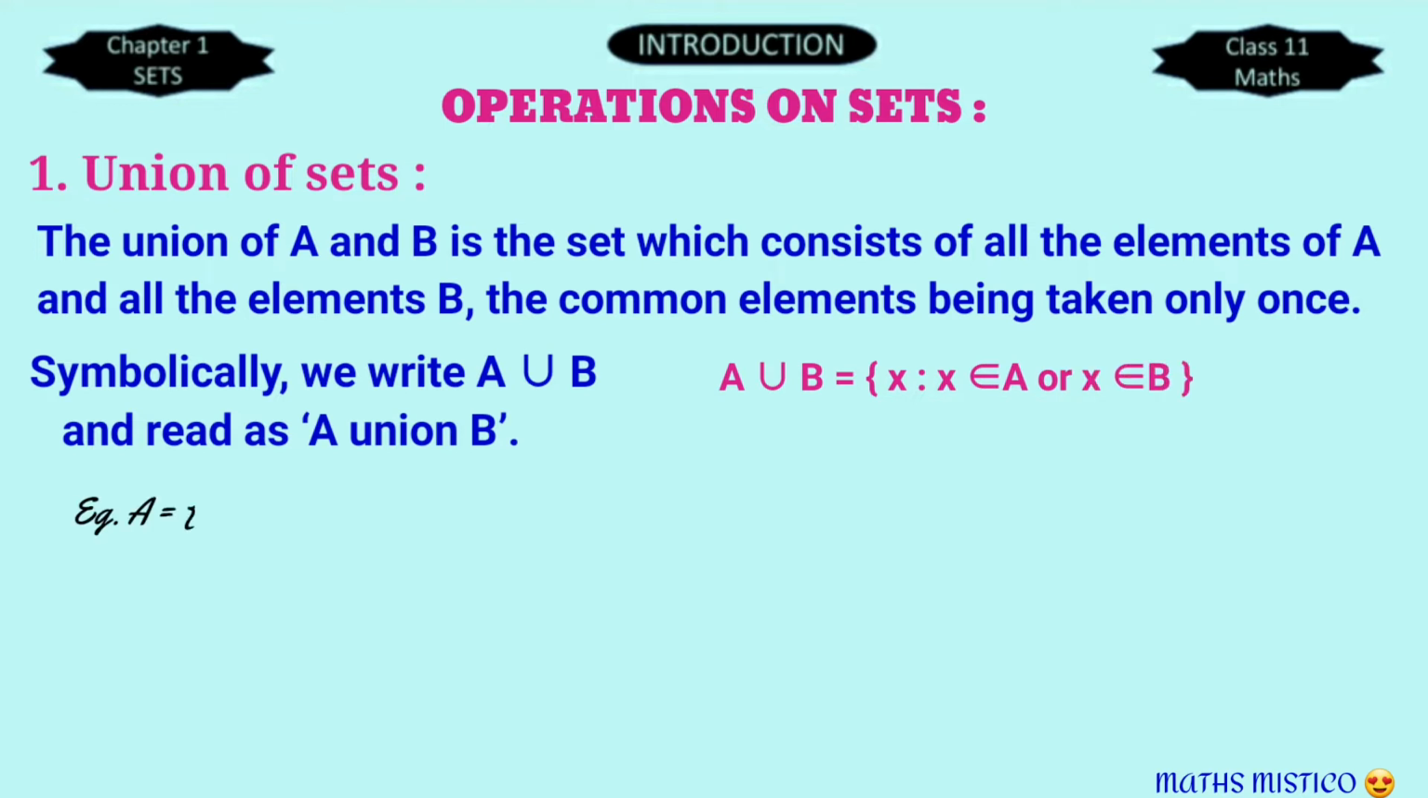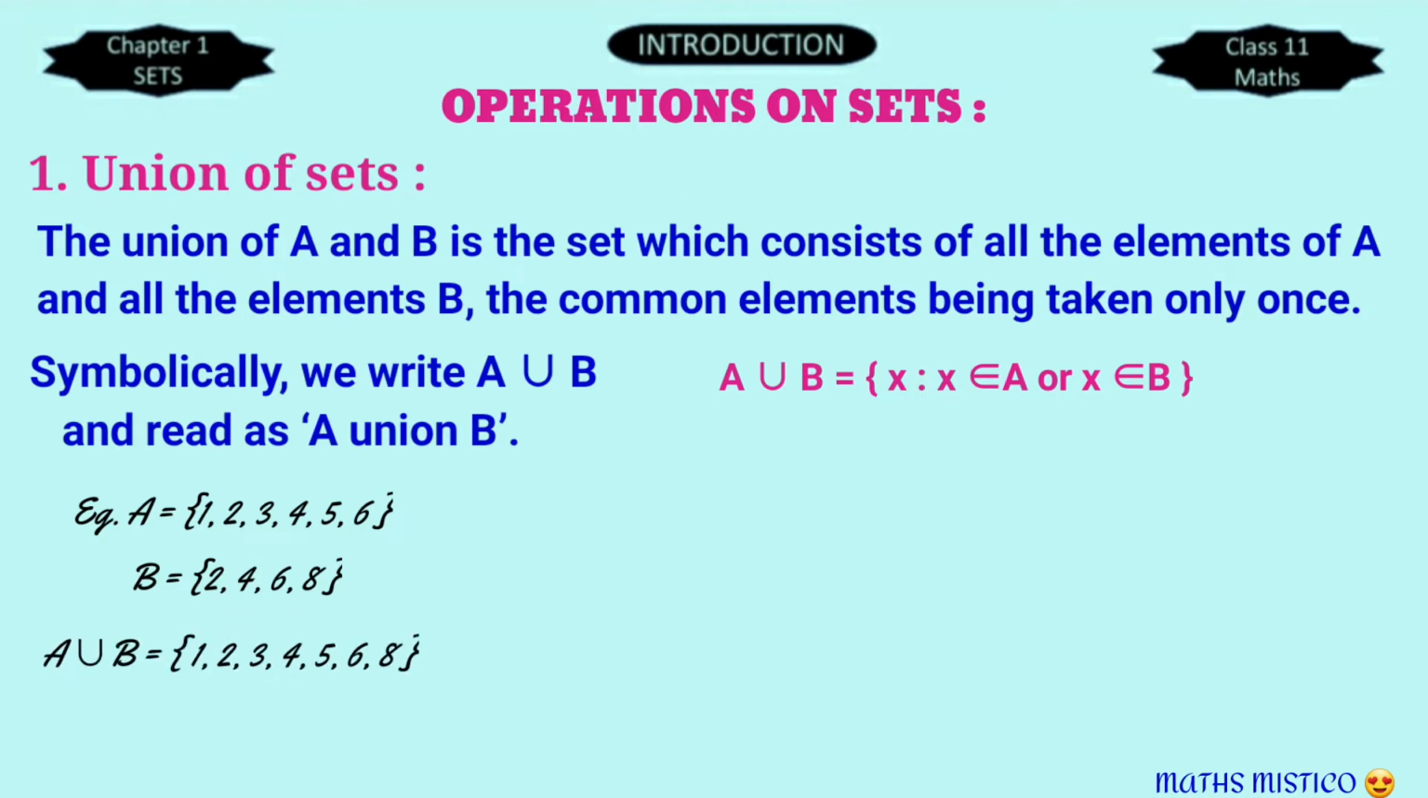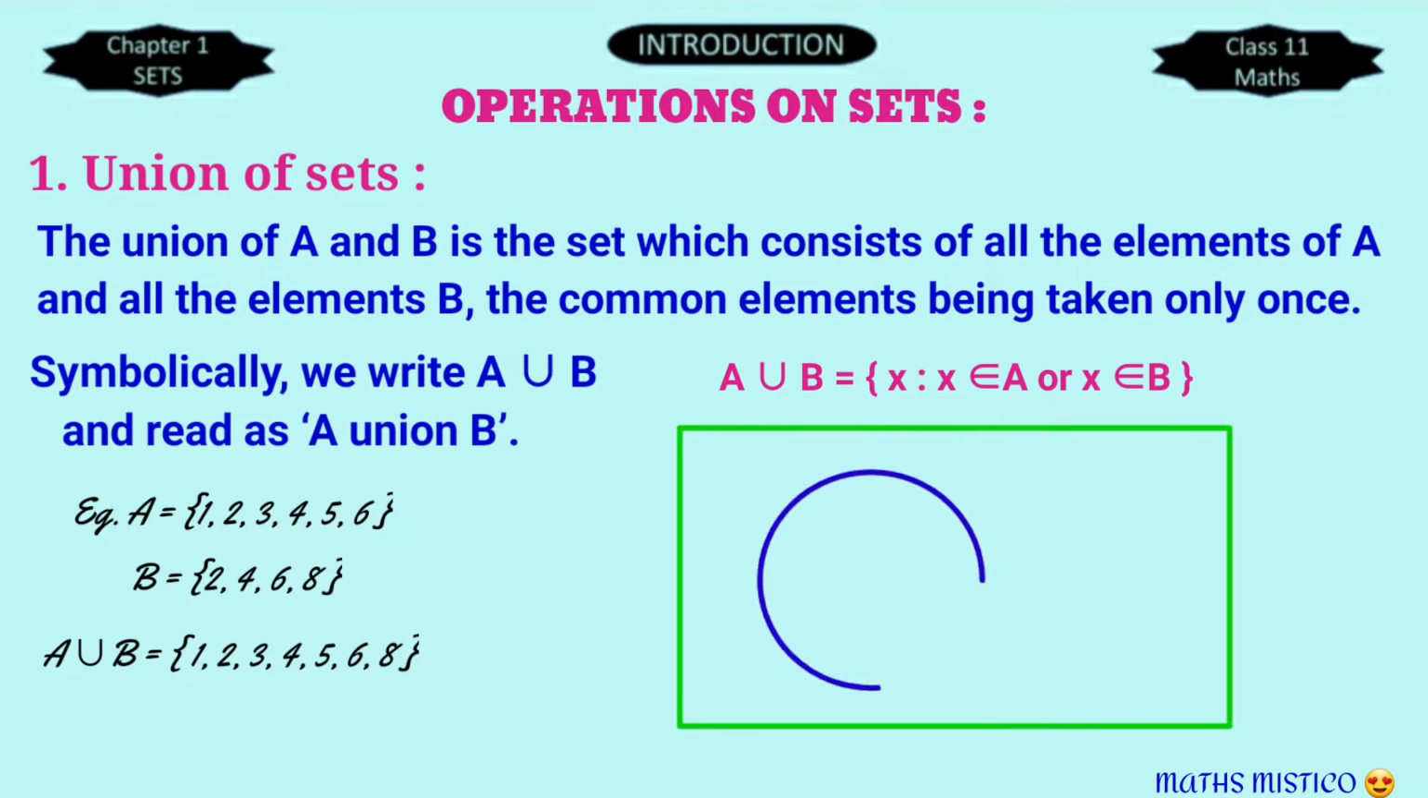For example, if we have two sets A equal to {1, 2, 3, 4, 5, 6} and B equal to {2, 4, 6, 8}, then to find the set A union B, I will first write all the elements of A and then I'll write those elements of B which are not present in A. So we get this.